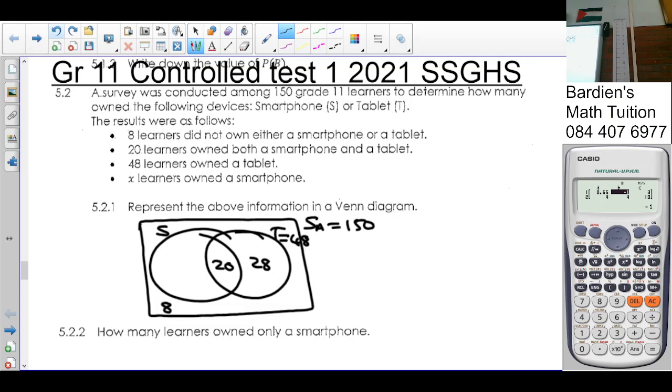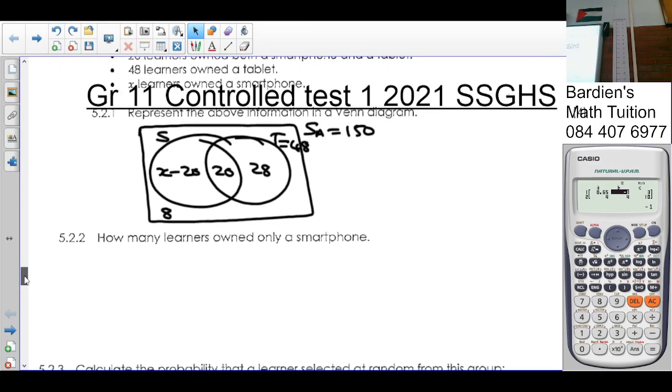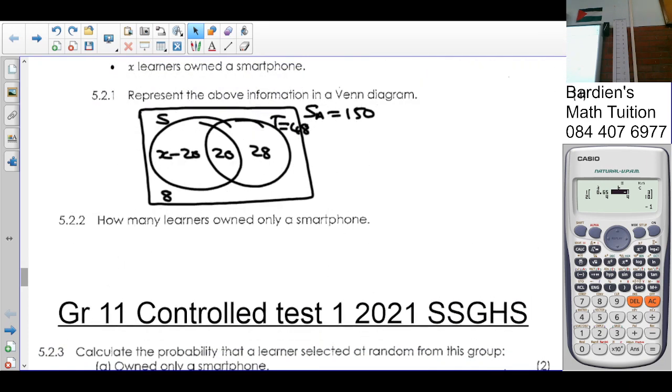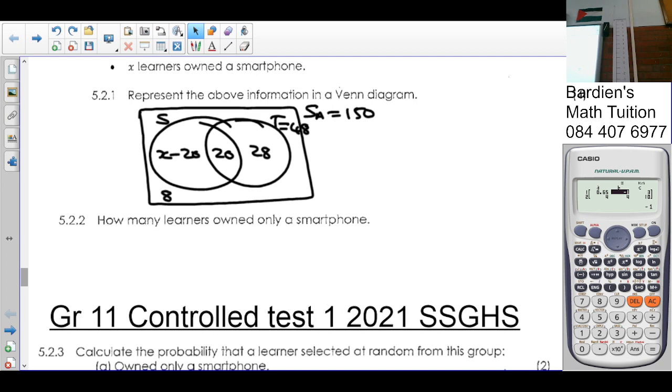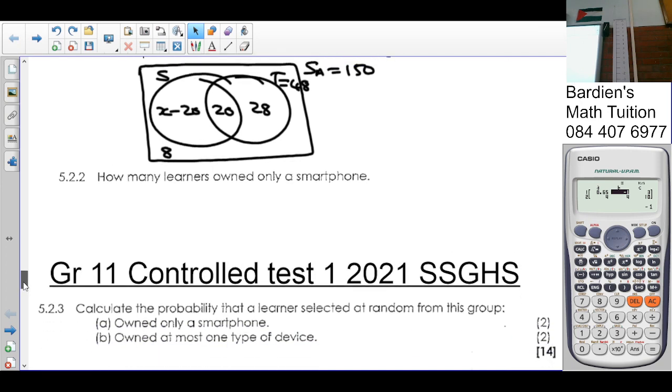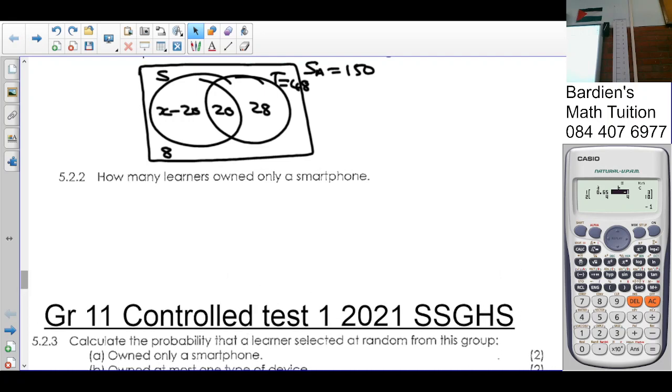X owned a smartphone, which means that 20 plus that part is equal to X. Okay. So in other words, that missing value there would be X minus 20. Okay. Represent the above information in the Venn diagram, as you saw I just did there. Let's carry on. The next question says, how many learners own only a smartphone? So to calculate only a smartphone, I need to determine what X is.